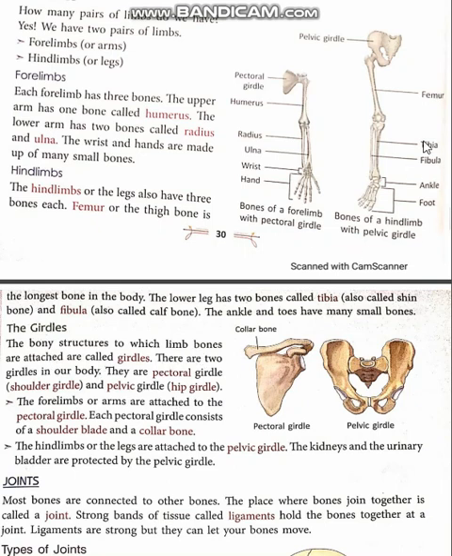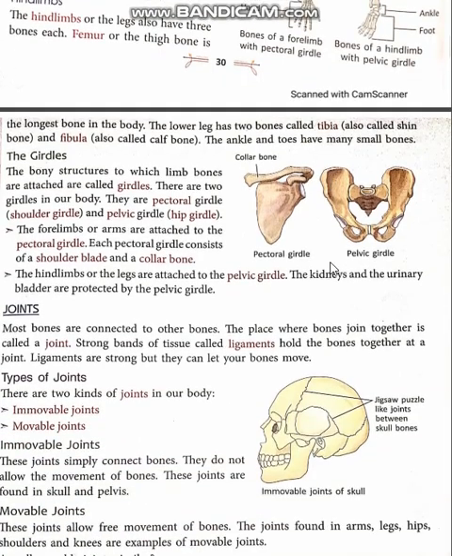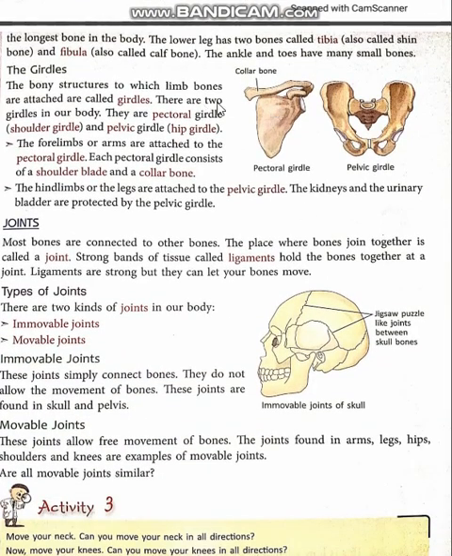Okay. Now come back. So these are the structures to which limbs are attached, whether forelimbs or hind limbs. So we have two girdles. One is pectoral, meaning our shoulder, the shoulder girdle, and the other is pelvic, also known as the hip girdle.